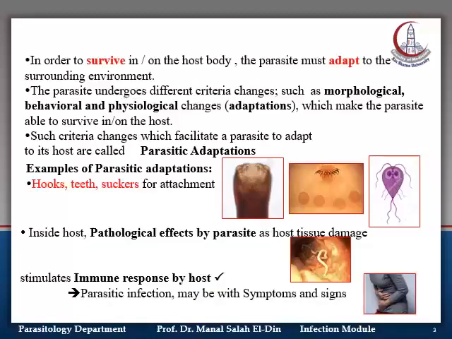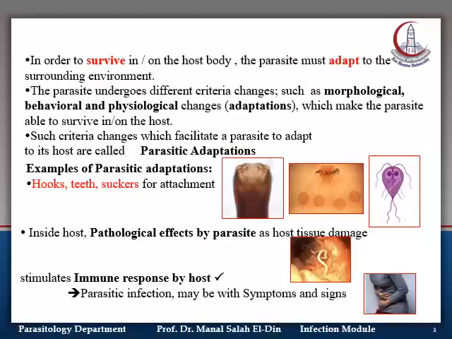Then for the parasite, in order to survive and live in or on the host, the parasite must adapt itself to the surrounding environment. The parasite undergoes different changes, such as morphological, behavioral, or physiological adaptations in order to be able to survive in or on the host. These changes, which facilitate the parasite to adapt to its host, are called parasitic adaptations.